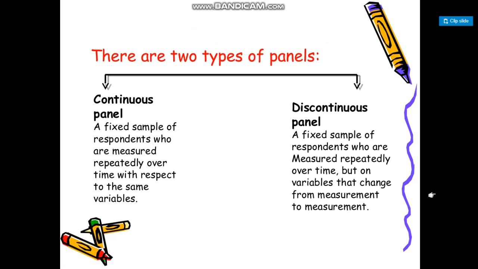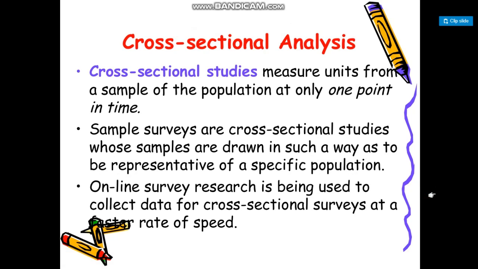Discontinuous is a fixed sample of respondents who are measured repeatedly over time but on variables that change from measurement to measurement. Cross-sectional measures units from a sample of the population at only one point in time. Sample surveys are cross-sectional studies whose samples are drawn in such a way as to be representative of a specific population. Online survey research is being used to collect data for cross-sectional surveys at a rapid rate.